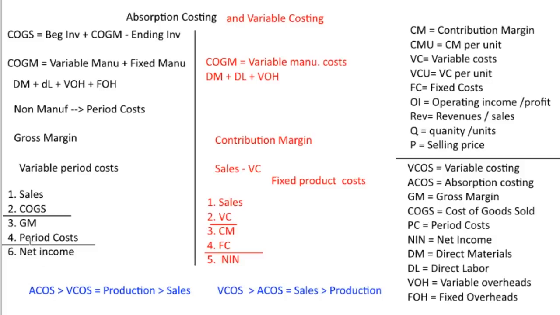So in summary, the difference is the treatment of the fixed manufacturing costs. In absorption costing, they are different from variable costing. You have your fixed manufacturing overheads included in your cost of goods manufactured, and you don't in variable costing.